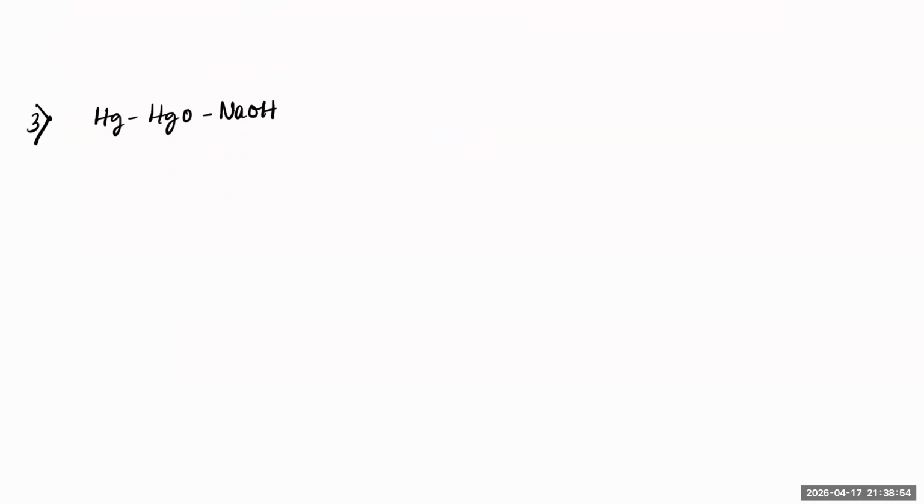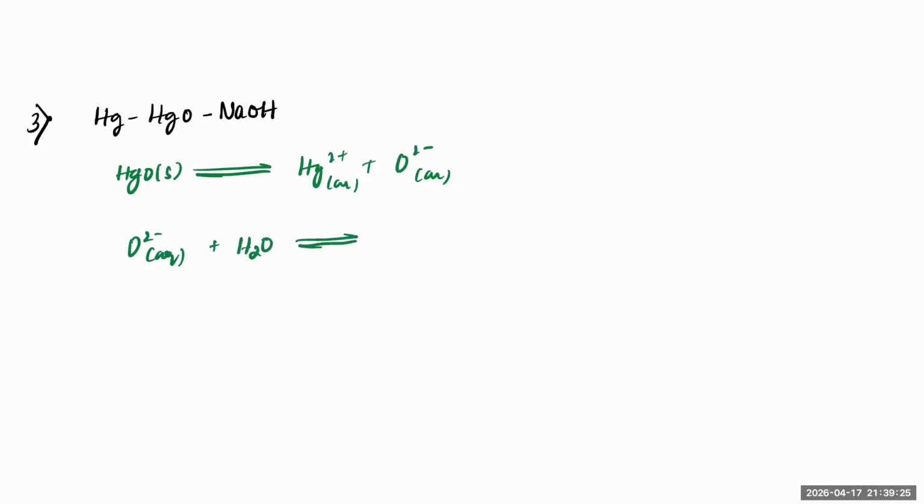Next, second one is Hg, HgO and NaOH. So basically in this case also HgO is actually a precipitate and that will be ionized into Hg2 plus and O2 minus. Got it? Both of them are aqueous. Okay. So then O2 minus which is released will interact with H2O. It will convert into 2 moles of OH minus aqueous.